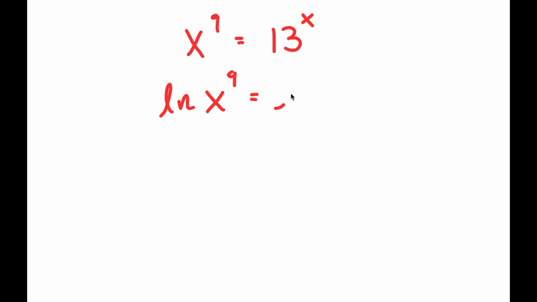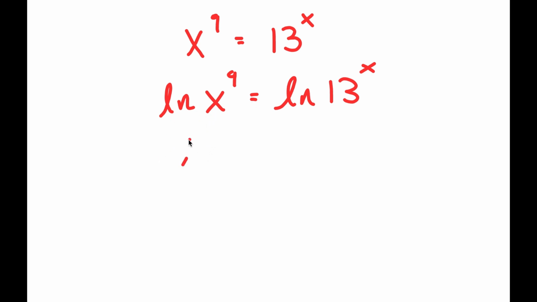Alright, so in this video, I'm going to be solving the equation x to the power of 9 is equal to 13 to the power of x. So to solve this, what I'm first going to do is take the ln, or natural log, on both sides. So I get ln x to the power of 9 is equal to ln 13 to the power of x.